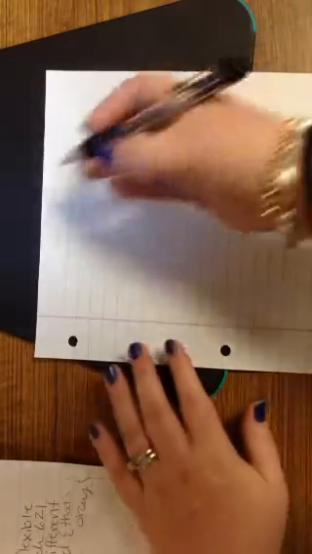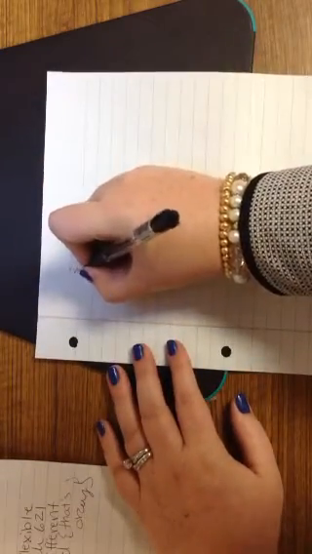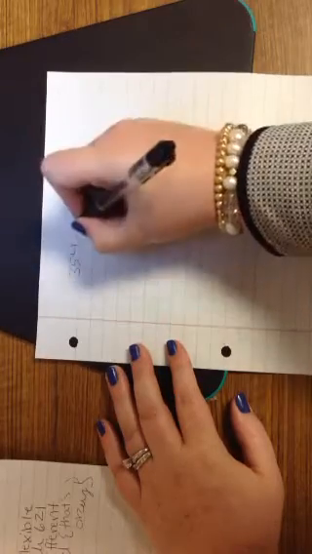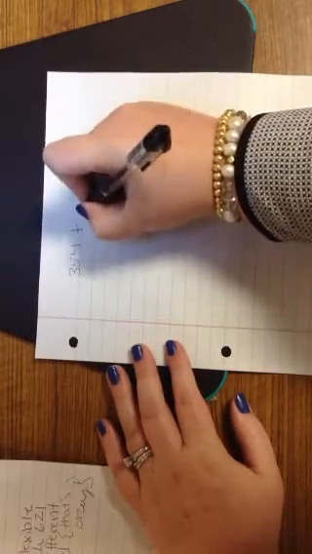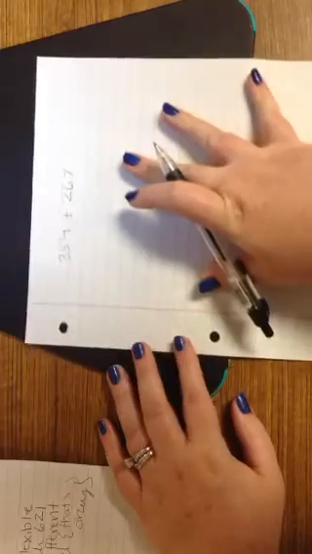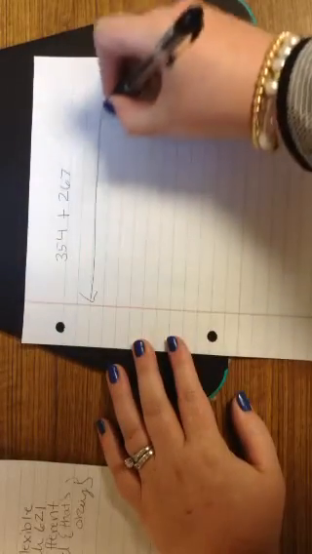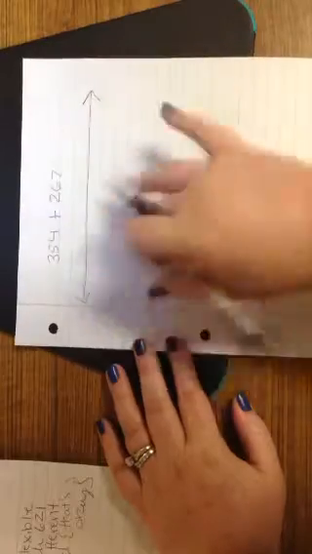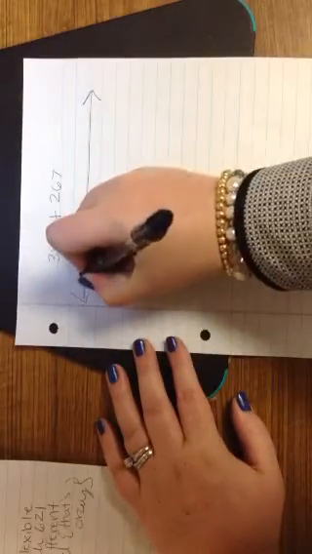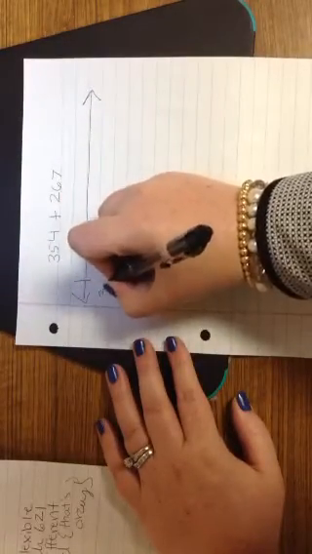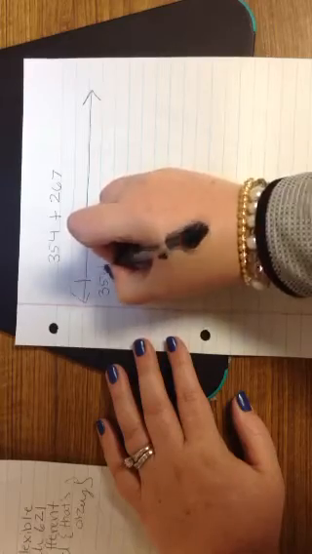Today I'm going to show you how to put an addition problem on a number line. So we're going to use the same problem that we did before with our pictorial models, and we're going to use 354 and we're going to add on 267. On a number line, there are several ways that you could represent this, but one way you could show this is to put 354 right here.